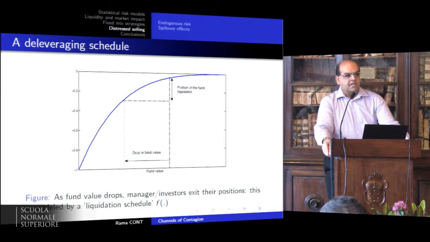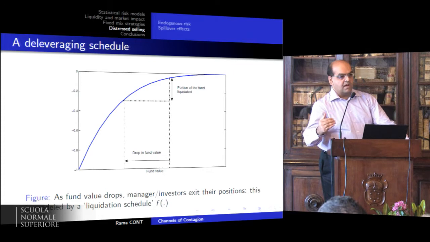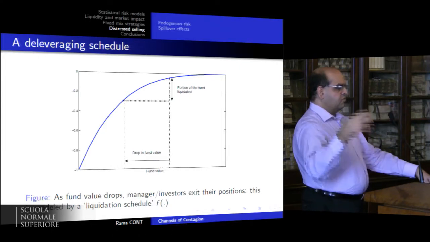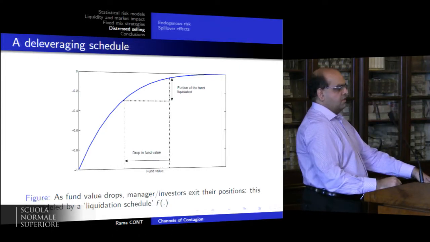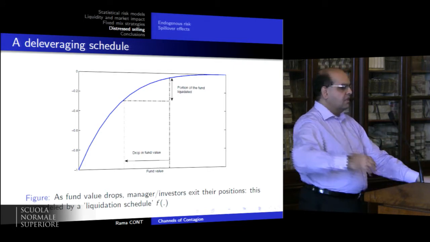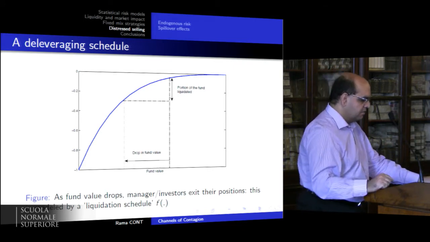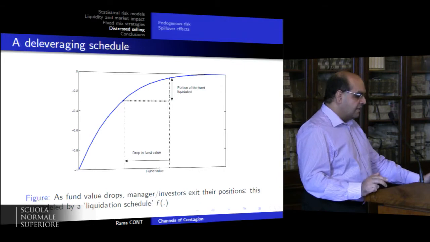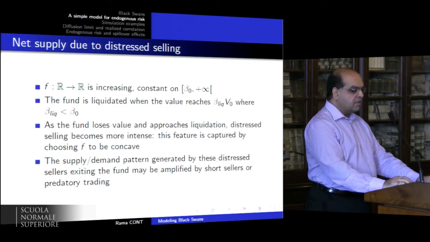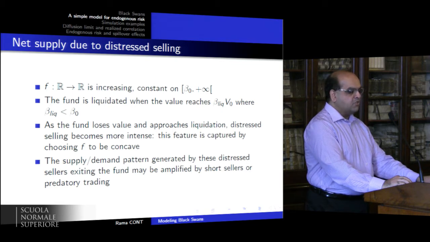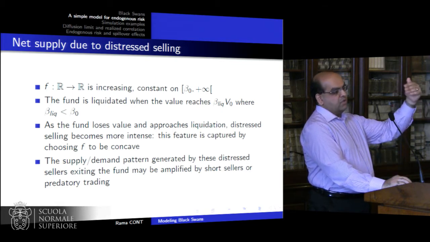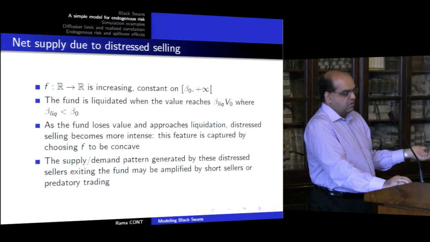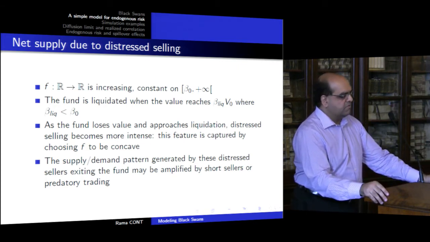So what does concave mean? It means that if the fund value drops faster, I sell faster. So if the fund value drops by 5%, I sell some proportion. If it drops now from 5 to 15%, I say this is really bad, then I sell more. That's not a very important assumption, but it will lead to some nice properties in the formulas. So the only thing I assume is there is a function out there, and it looks like this. This function is increasing, and above some threshold it's constant, because if the value is larger than my initial value, so if I actually gain value in the portfolio, there's no motivation to induce fire sales.